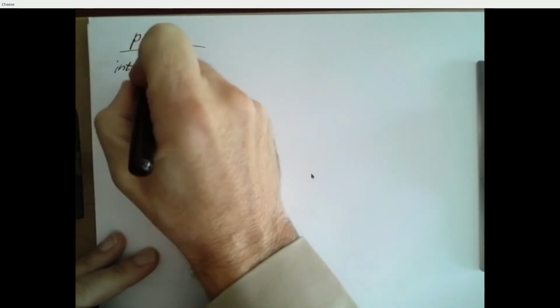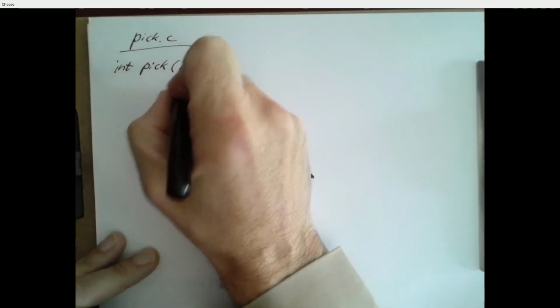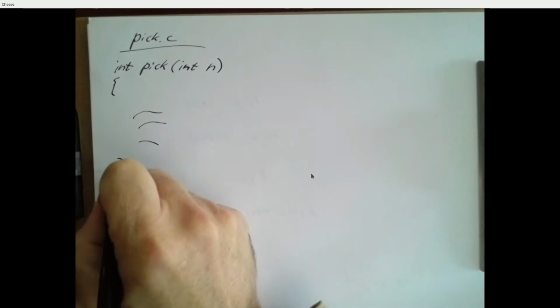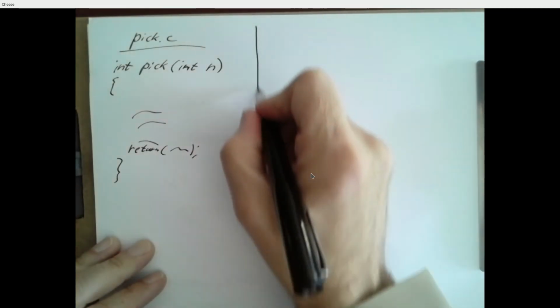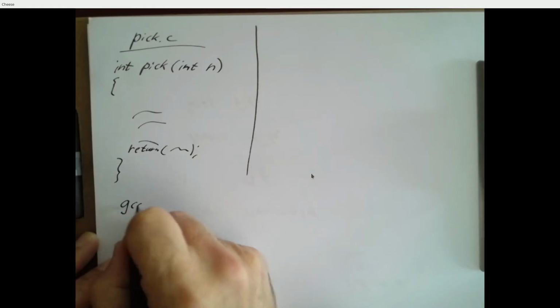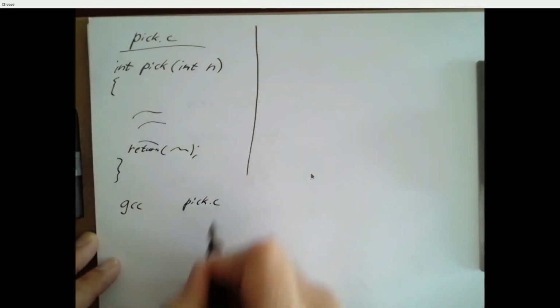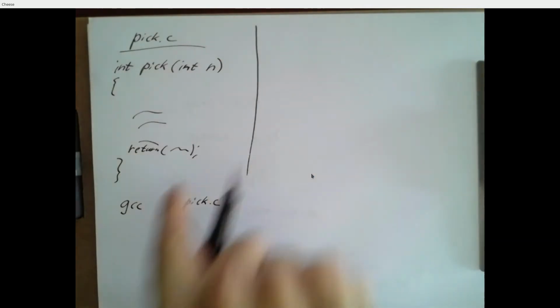So here's pick.c. And it's got some integer pick, integer, I'm just going to call it n, but you can call it something better. And it's going to do some stuff. And it's going to have some kind of return statement. And you've got to figure out what the squiggly line should be. And if you want to know, does this compile successfully? Have I made any syntax errors? You can't just say gcc pick.c, because that's trying to build an executable. It's going to look for something named main, and there's nothing named main in here.